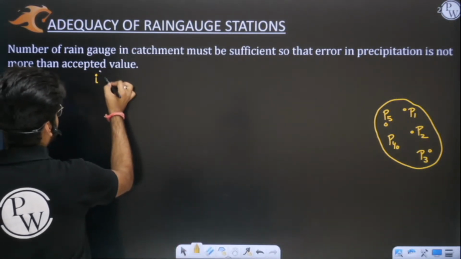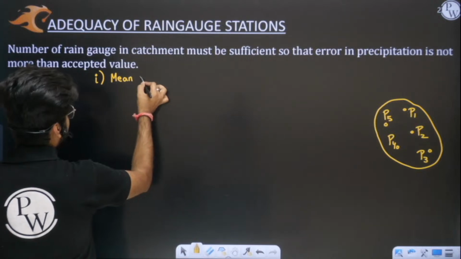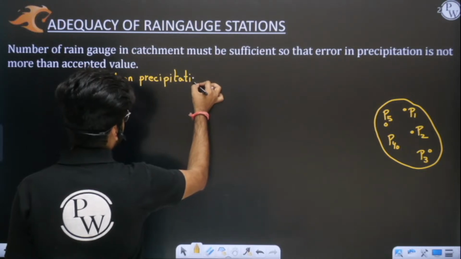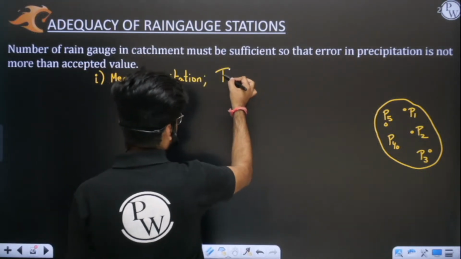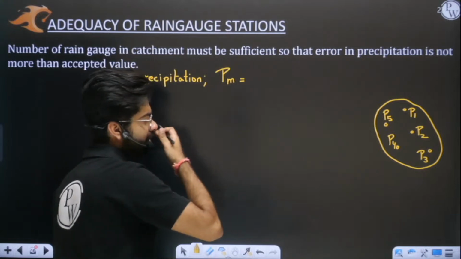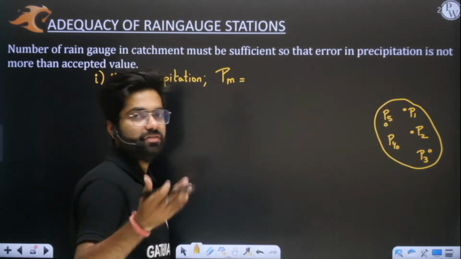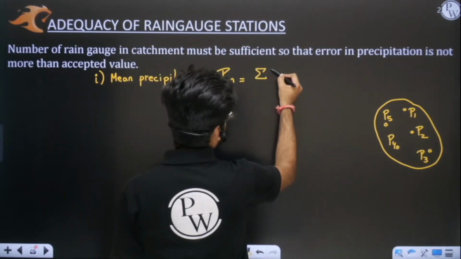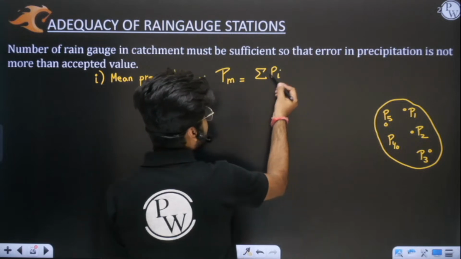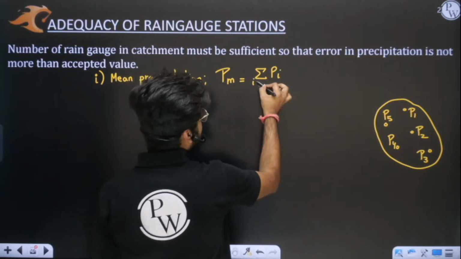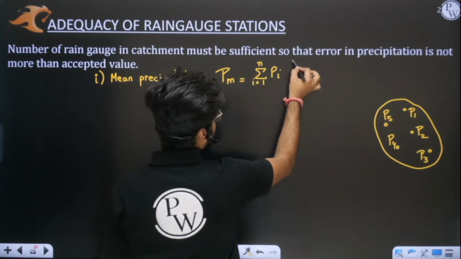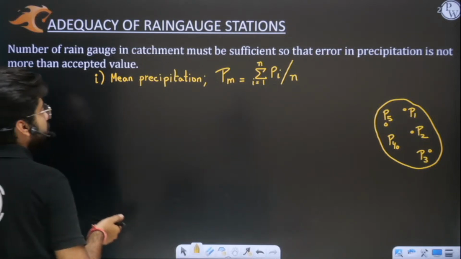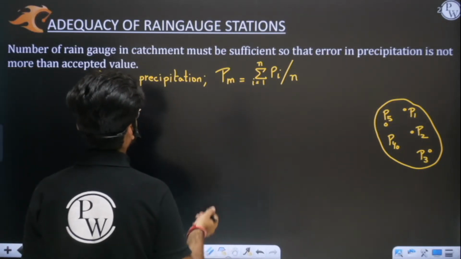I hope you can take out the mean. There is nothing tough in that. So mean precipitation, firstly we have to find. This is simple. We can easily evaluate the mean simply by summing up all the rain gauge values, whatever values are coming. The sum of Pi, from P1, P2, with i varying from 1 to n, divided by n. Simple. See, this is the mean precipitation.